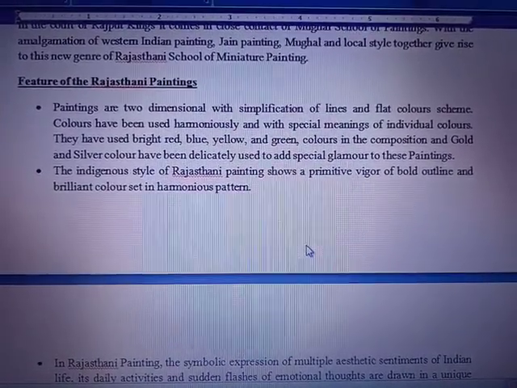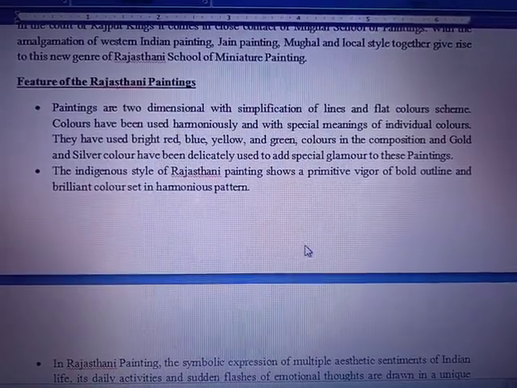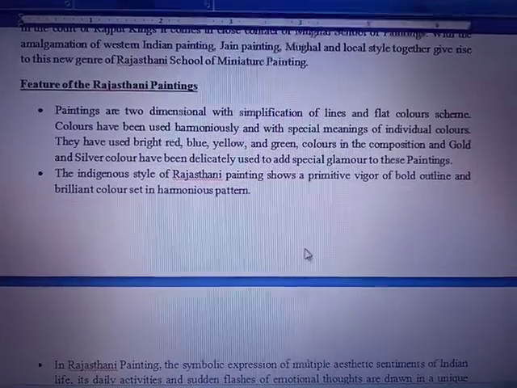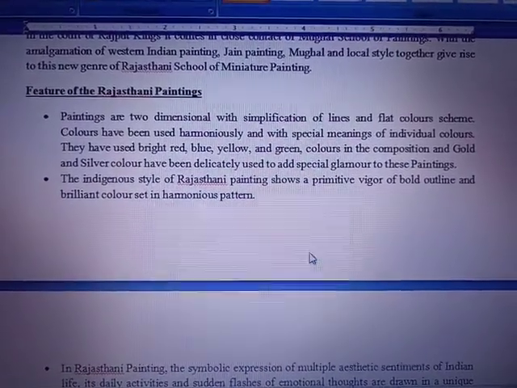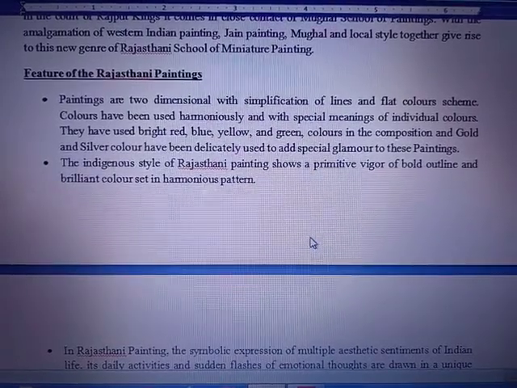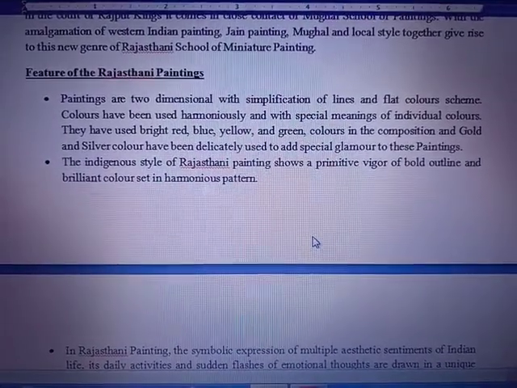Colors have been used harmoniously and with special meaning for each individual color. The colors used in Rajasthani painting have some individual meaning.